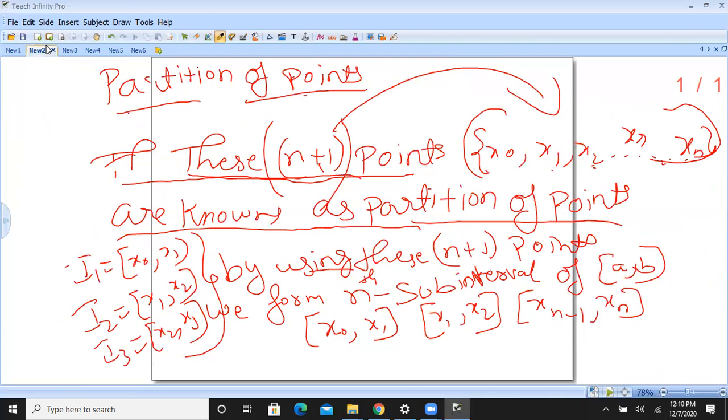Next, the partition points. These n plus 1 points, x0, x1, x2, up to xn, are known as the partition points.